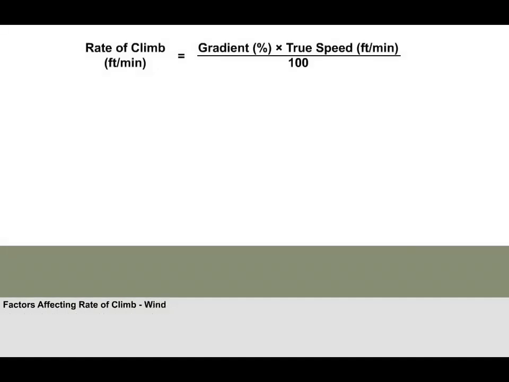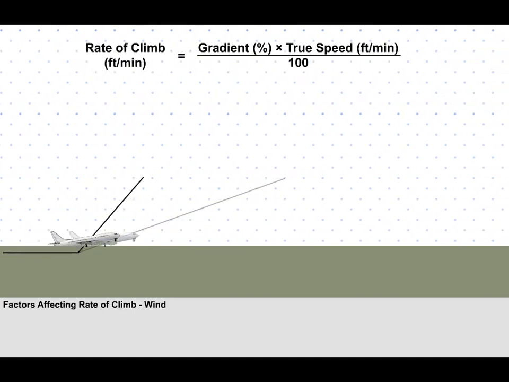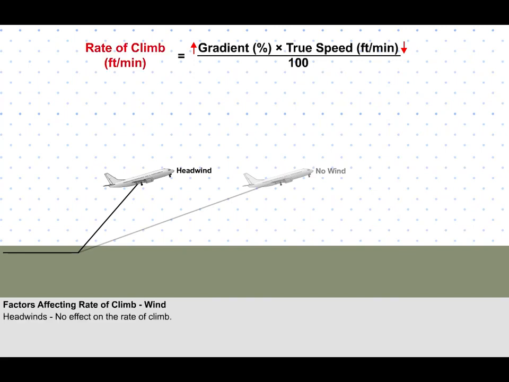To demonstrate the effect of wind, let us return to the original concept of the rate of climb. You may recall that it was stated that the rate of climb is a function of the gradient and the forward speed. The formula on screen demonstrates this. In the case of a headwind, the gradient increases as shown, but the forward speed is decreased. Looking at the formula, one variable has gone up, the other variable has gone down. The net result on the rate of climb is that it remains unchanged.